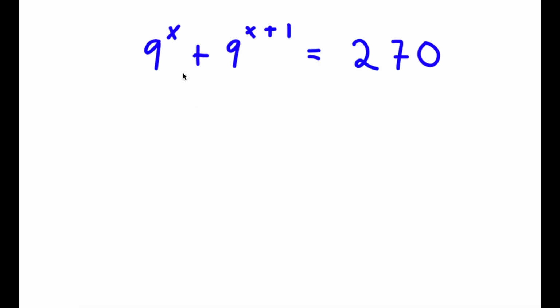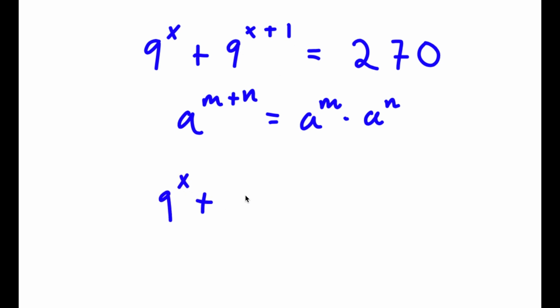Alright, so in this problem, I have 9 to the power of x plus 9 to the power of x plus 1 is equal to 270. So what I'm first going to do is, if I have something in the form a to the power of m plus n, this is equal to a to the power of m times a to the power of n. So 9 to the power of x plus 1, I can rewrite as 9 to the power of x times 9 to the power of 1. This is equal to 270.